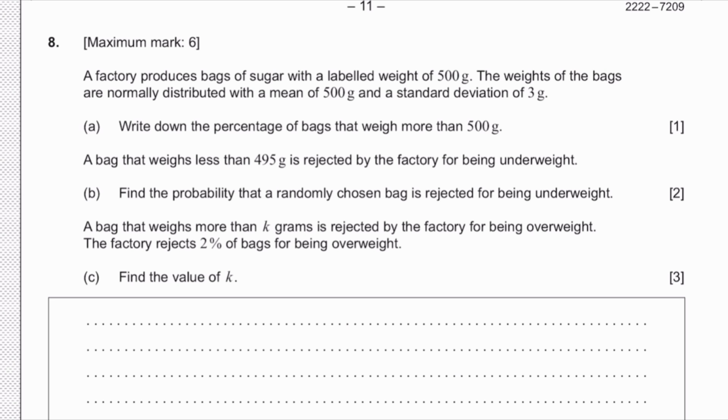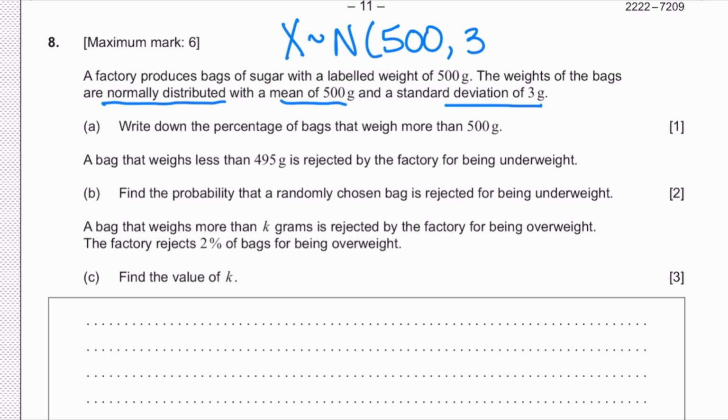Okay, so now let's go on to question number 8. In question number 8, it says a factory produces bags of sugar with a labeled weight of 500 grams. The weights of the bags are normally distributed with a mean of 500 grams and a standard deviation of 3 grams. So this is a normal distribution problem. They tell me the mean is 500, the standard deviation is 3. So X is normally distributed, the mean is 500, the standard deviation is 3.